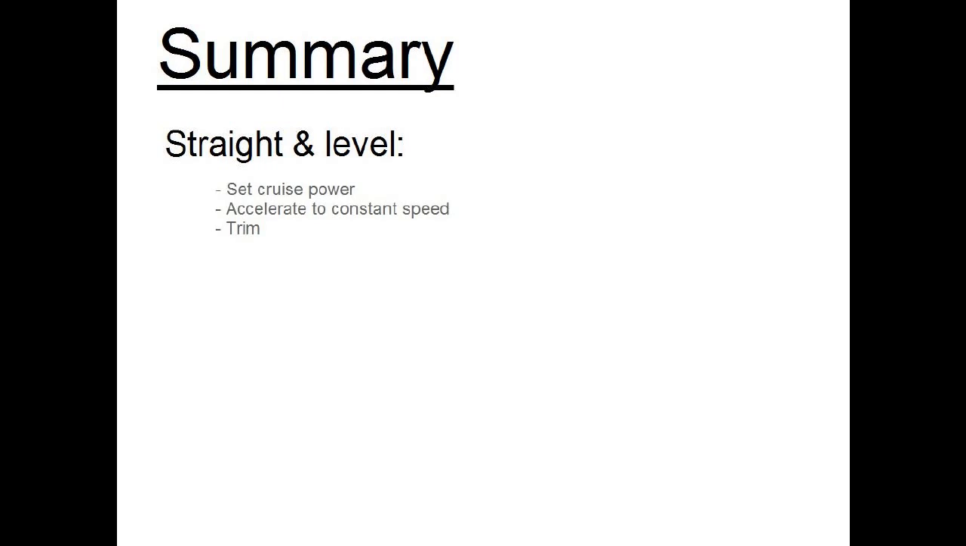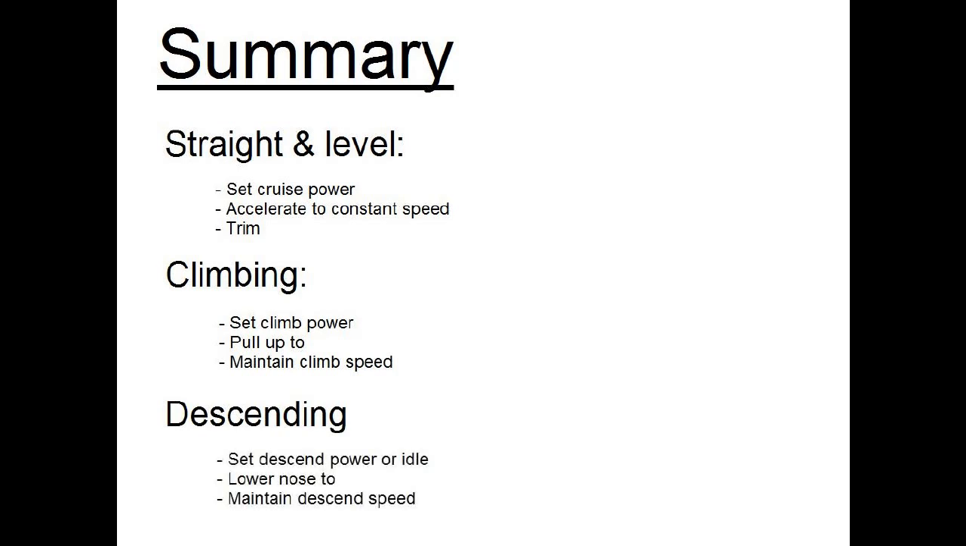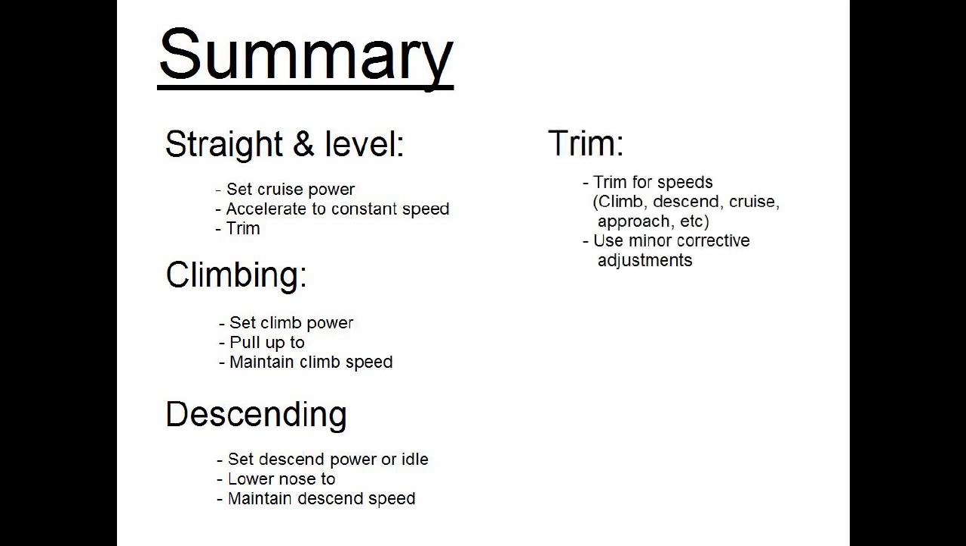So here's the summary for today's lesson. When you're leveling off for straight and level flight, set your cruise power, wait for the speed to balance out, and then trim your plane for that speed. When climbing, set your climb power, then pull up the nose to maintain climb speed. When descending, set descent power or cut the throttle completely, then lower your nose to maintain descent speed. Always trim your plane for the speed you want to hold. That way you can let the plane fly by itself, while you only have to do minor adjustments.